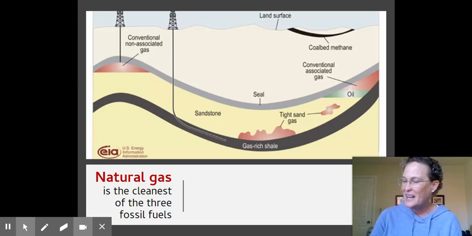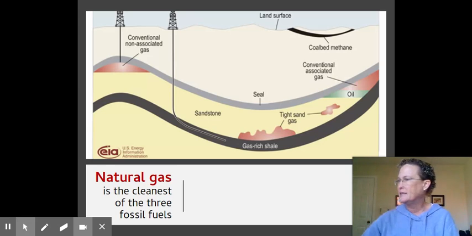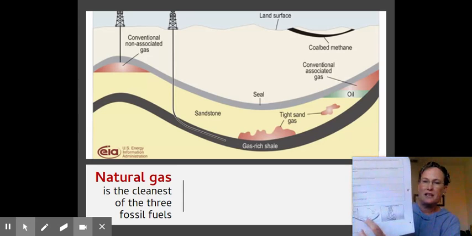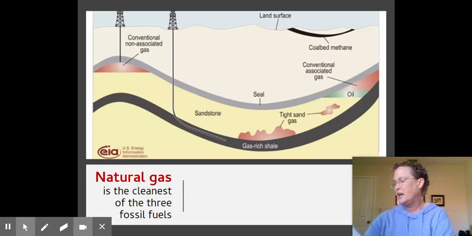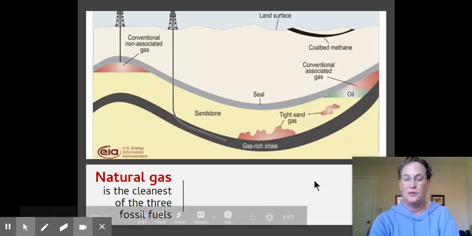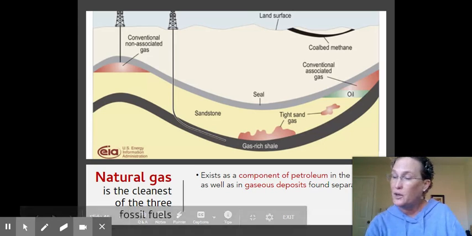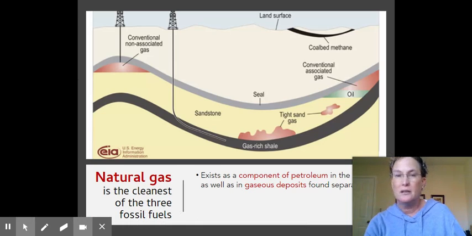Okay, so now you've got natural gas. And let's just keep going here, right? I think we can get this done. So natural gas, you have a schematic, you got the picture right here, okay? And then on the top of page 19, natural gas, it's the cleanest of the three fossil fuels. And what's really cool about this too, it exists as a component of petroleum. So you write component of petroleum in the ground as well as in the gaseous deposits separately. Okay, so the gaseous deposits.